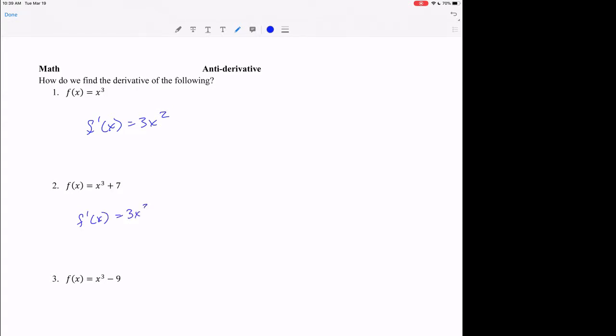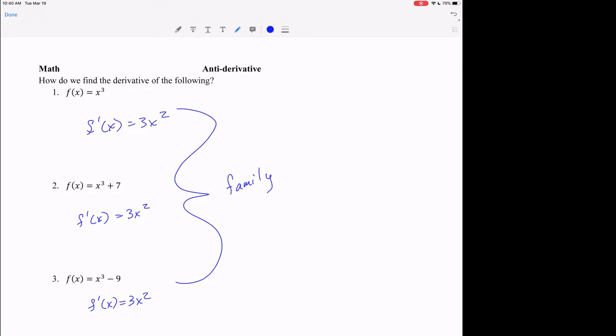Well, that's also 3x squared. What about x cubed minus 9? That's also 3x squared. This is called a family. It's a family of derivatives.